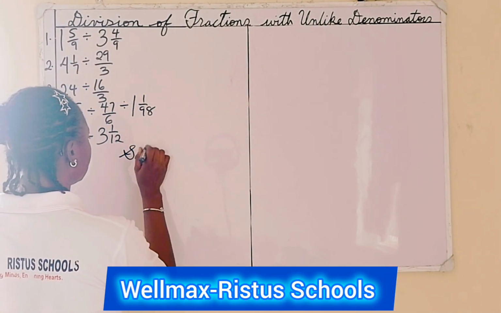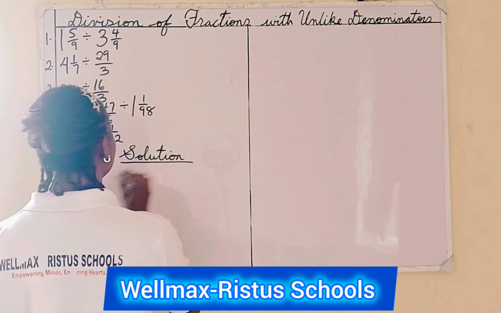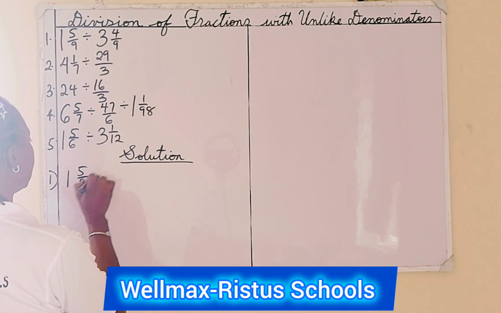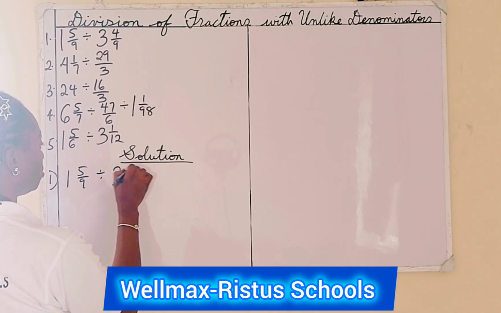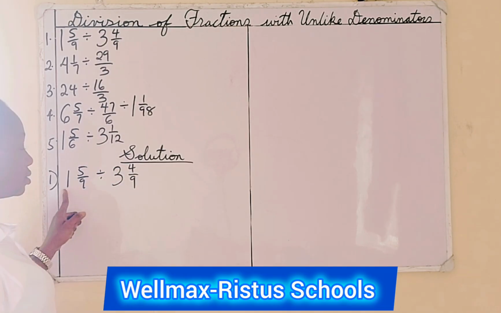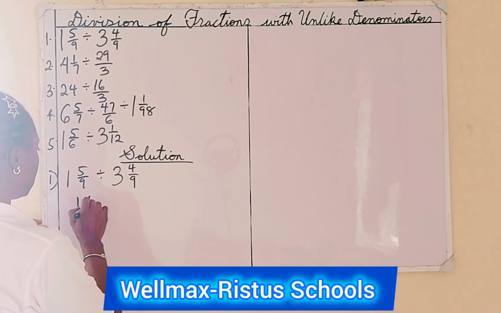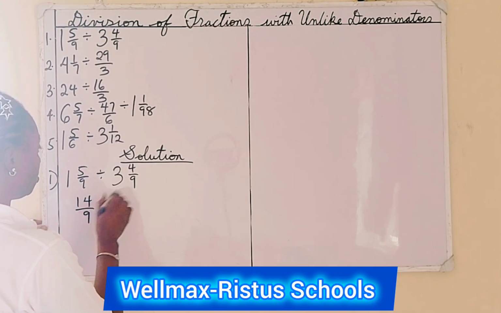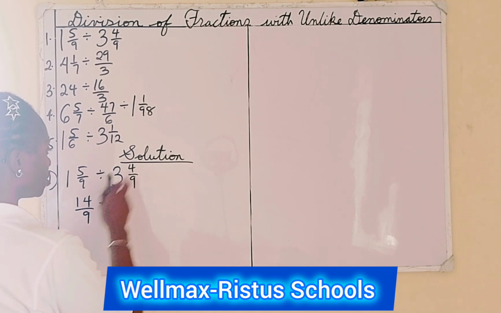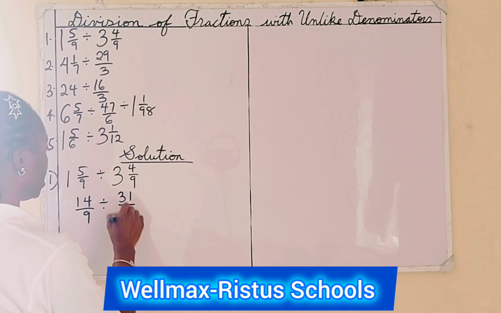Solution. Question 1. We have 1 whole number 5 over 9 divided by 3 whole number 4 over 9. Now what is 9 times 1? 9 plus 5 will give us 14 over 9. Divided by 9 times 3 is 27, and 27 plus 4 is 31 over 9.